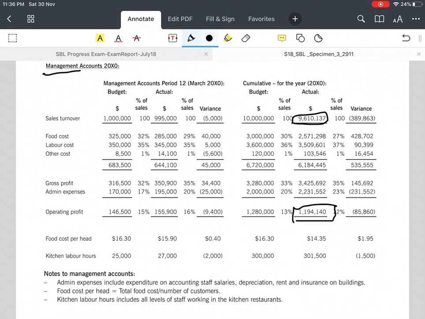So from this particular statement, we are not in a position to state which of the restaurants are best performing and which are not. Secondly, the administration expenses.